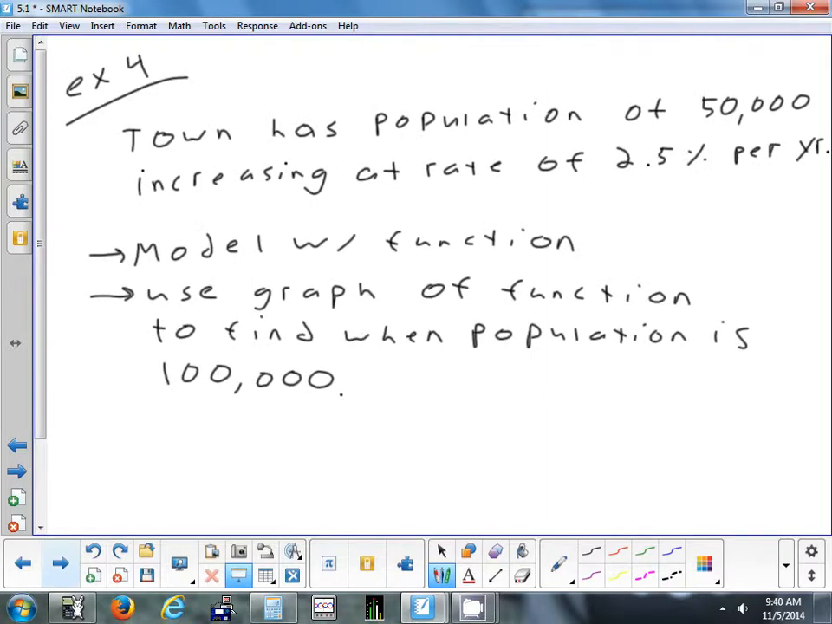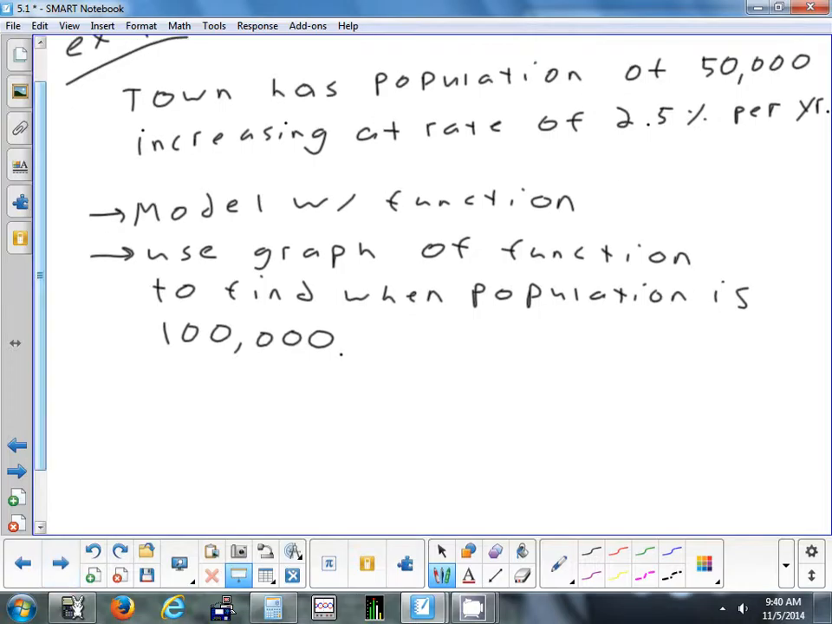Okay, so this example has a town with a population of 50,000. It's going up at 2.5% per year. Let's model it with a function. So let's find the population as a function of time. And then we'll graph it and find out how many years it will take for this town to reach 100,000 people.